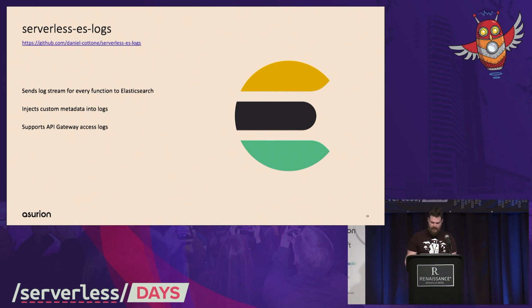This really becomes an issue as you create larger, more complicated services and multiple services that call each other. It can become really difficult to try and trace something in production. So what this plugin lets you do is stream all the logs to Elasticsearch under a single index, and that way you can query just that one index and you'll get all the log groups that are in your service. You can also inject custom metadata into your logs if that's something that you want, and it also supports access logs from API Gateway.